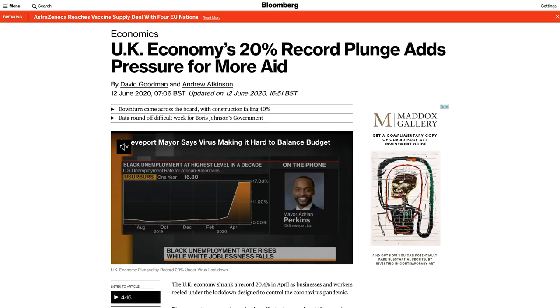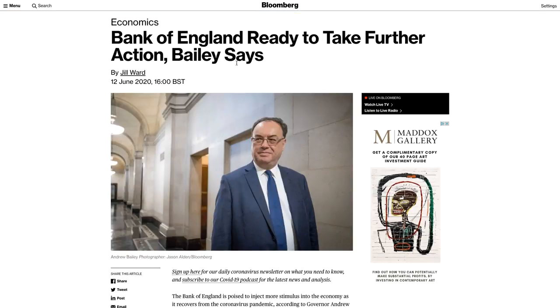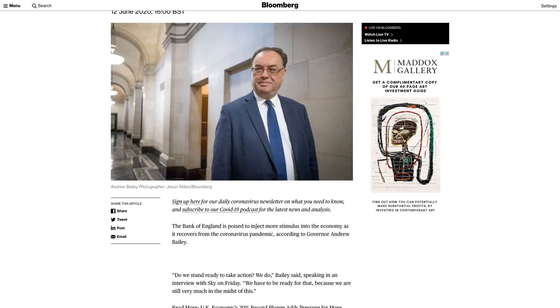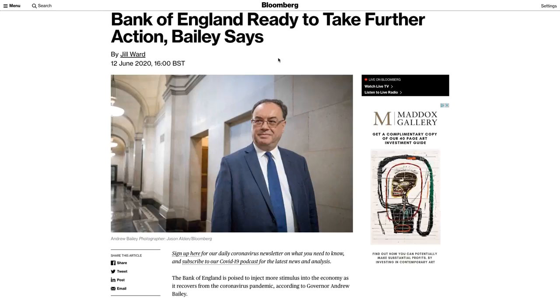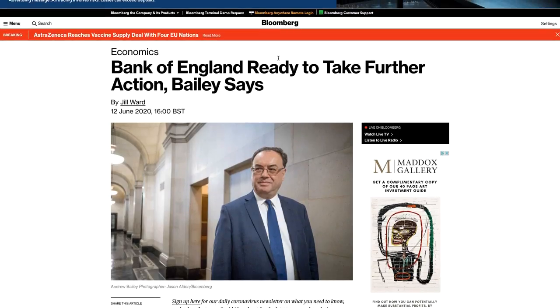Really bad news, worse than expected, which is now prompting the Bank of England to take further action, Bailey says. The Bank of England is poised to inject more stimulus into the economy as it recovers from the coronavirus pandemic, according to Governor Andrew Bailey. They really are now forced to, because the economy is, as we know, worse. Data did come out worse than expected, so there's talk of negative interest rates.